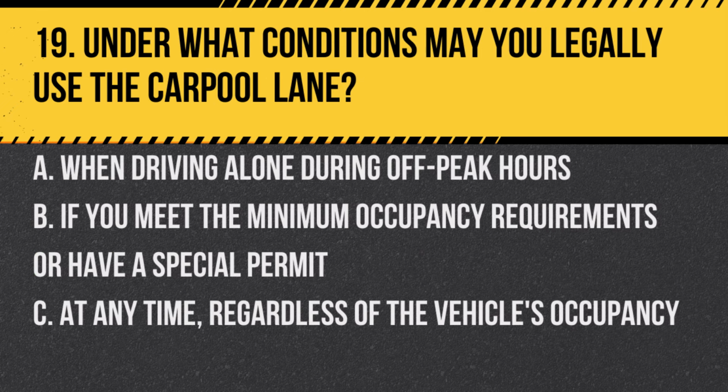Question 19. Under what conditions may you legally use the carpool lane? A. When driving alone during off-peak hours. B. If you meet the minimum occupancy requirements or have a special permit. C. At any time, regardless of the vehicle's occupancy. Answer: B. If you meet the minimum occupancy requirements or have a special permit. Carpool lanes, also known as high occupancy vehicle, HOV, lanes are reserved for vehicles with a minimum number of occupants or those with a special permit to promote efficient use of roadways and reduce traffic congestion.